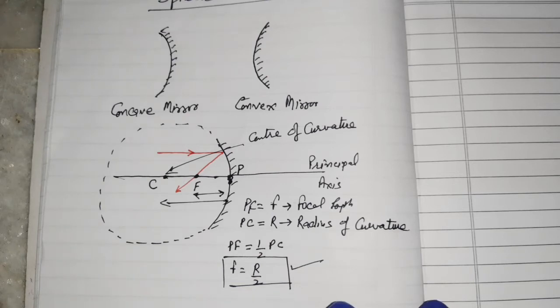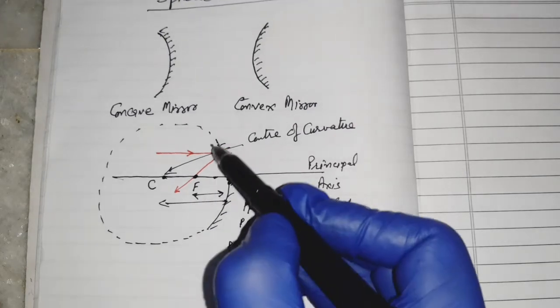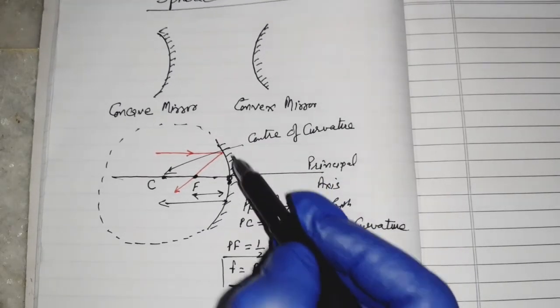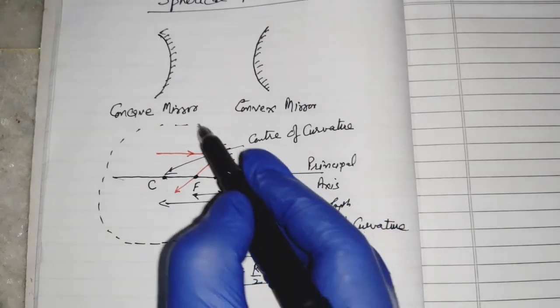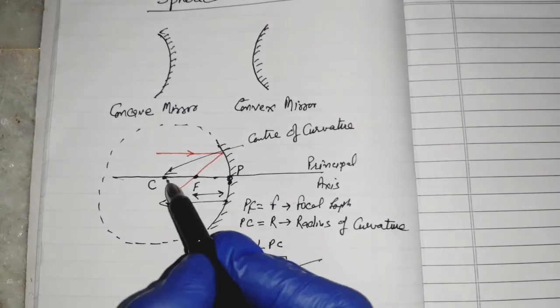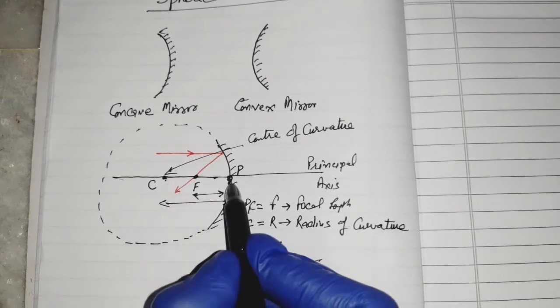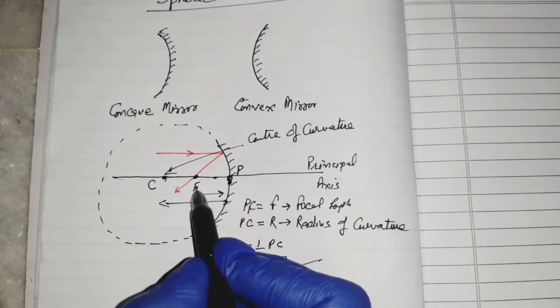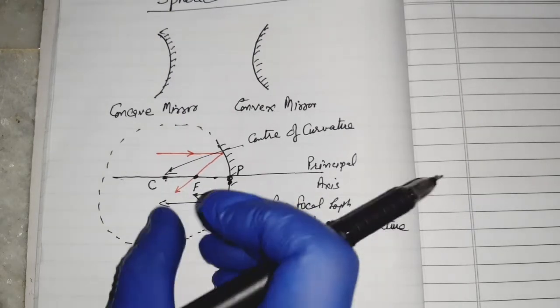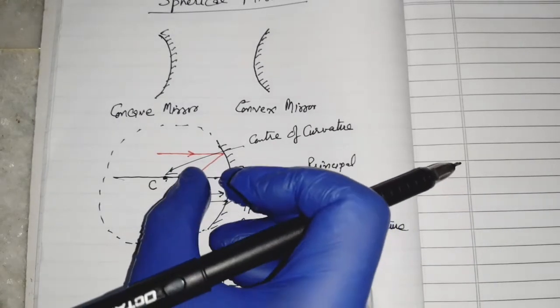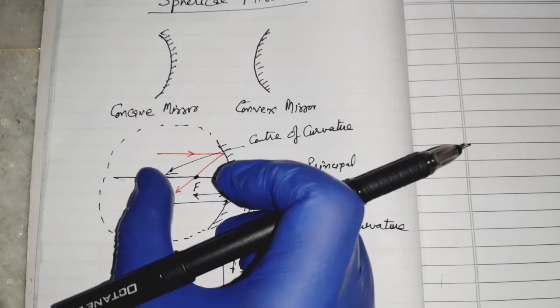Now I am going to draw some images formed by a concave mirror. But remember, I am going to repeat once again. This is a concave mirror. The geometrical center is called the pole. A concave mirror must be a part of a sphere, and the sphere has a center. This center is called the center of curvature. In between C and P there is a point F, the focus, and this length PF is the focal length. This PC is the radius of curvature. Radius of curvature is double the focal length, or you can say the focal length is half of the radius of curvature.